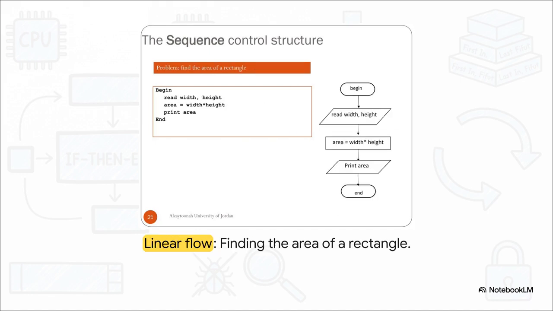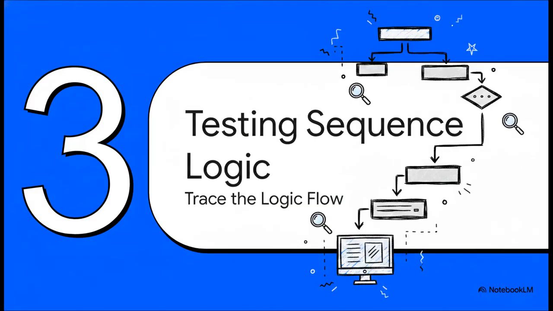It's the exact same thing if the problem is finding the area of a rectangle. You can really see that linear flow here. We read the width and height, multiply them to calculate the area, and print the result. The computer reliably operates step by step in the exact order that we've written it. No surprises. Which brings us to section 3, testing sequence logic.